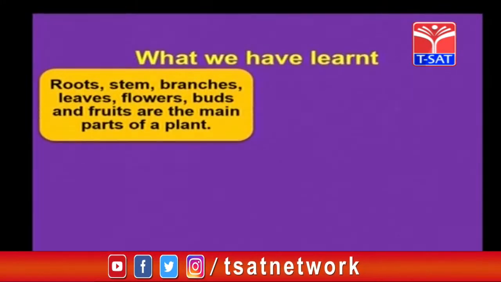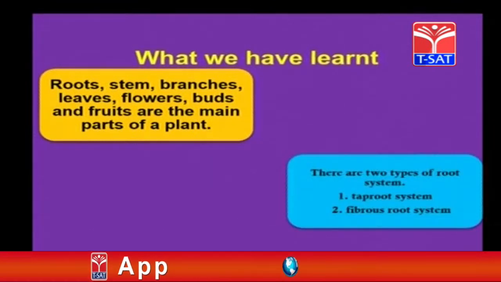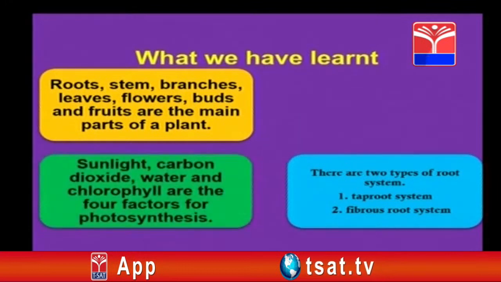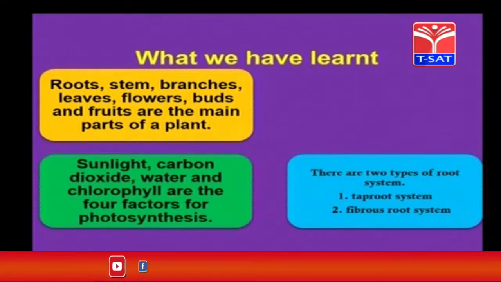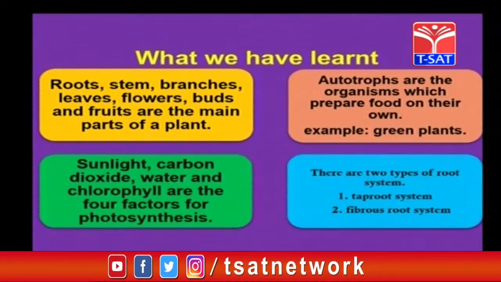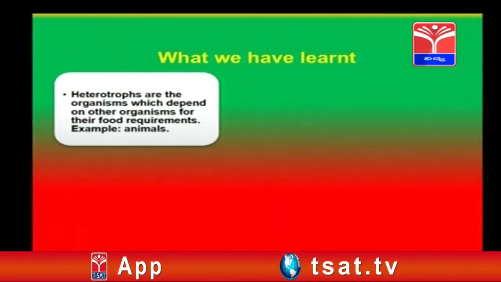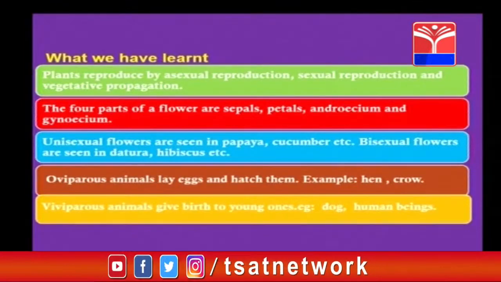We learned so many things about the life process in plants and animals. Let us sum up the main points. What we have learnt. Roots, stems, branches, leaves, flowers, buds and fruits are the main parts of a plant. There are two types of root system, taproot system and fibrous root system. Sunlight, carbon dioxide, water and chlorophyll are the four factors for photosynthesis. Autotrophs are the organisms which prepare food on their own. Example, green plants. Heterotrophs are the organisms which depend on other organisms for their food.